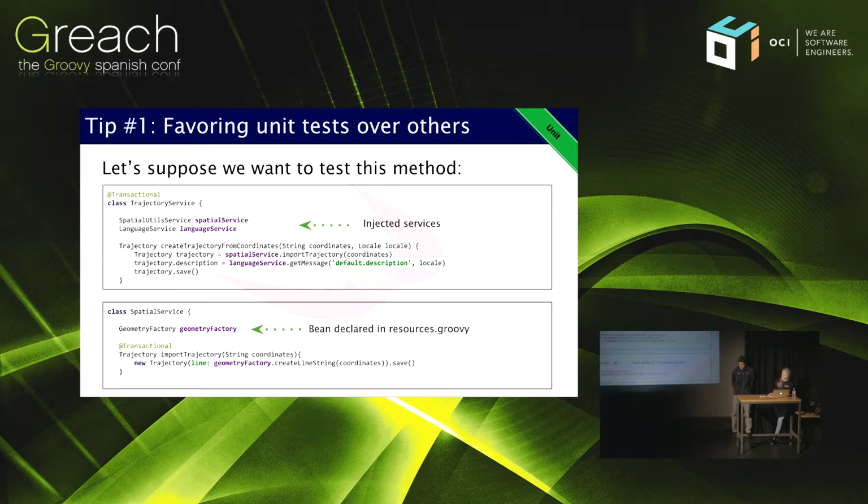We are going to expose an easy example of writing a service unit test to see the different ways we can deal with the task of making a single unit work when it depends on another unit. For example, this service has two injected services, and one of them has been defined in our resources file, so we have to provide these things in our test.